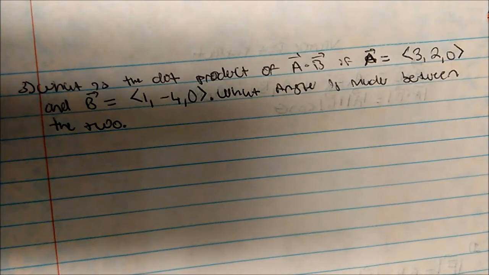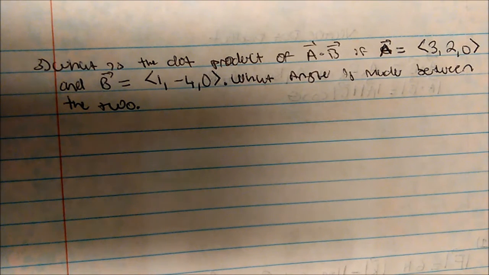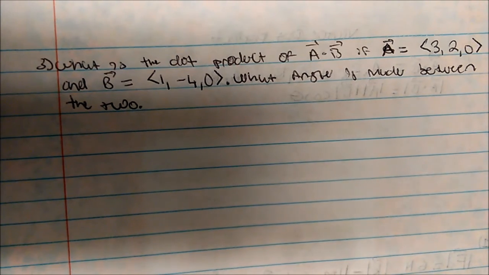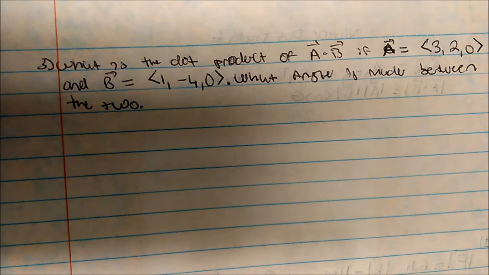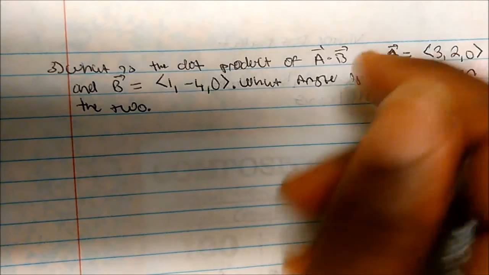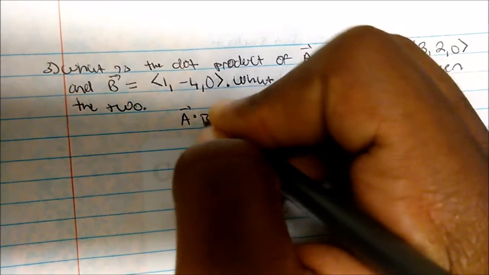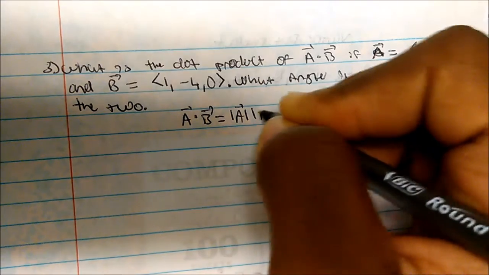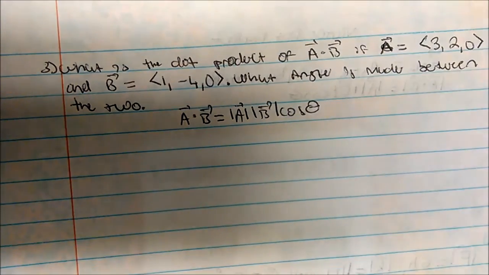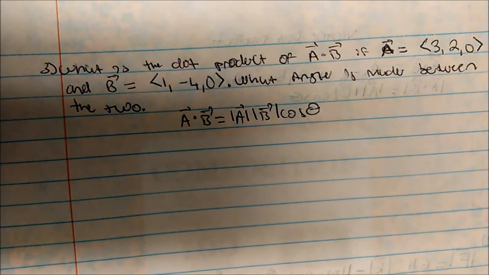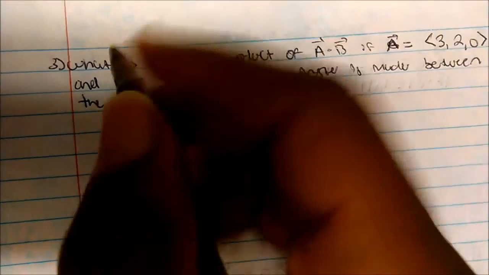So let's try one more. What is the dot product of A dotted into B if A is equal to that and B is equal to that? And what is the angle that's being made between the two? Well, again, we've got to find A dotted into B, because we say that the magnitude of A dotted into B is equal to the magnitude of A times the magnitude of B cosine of the angle between them. So what is A dotted into B?